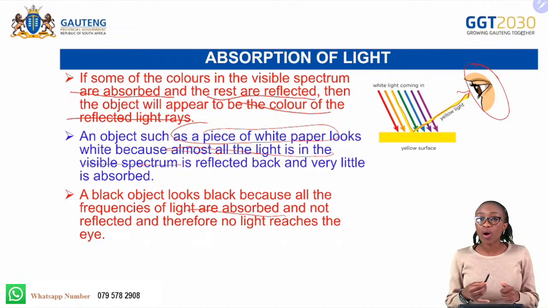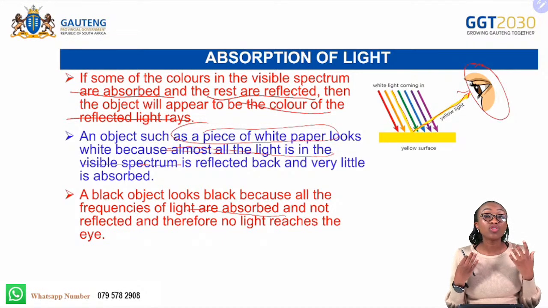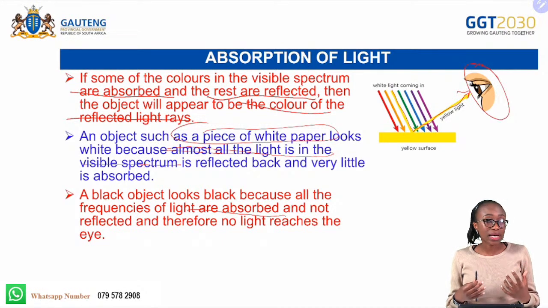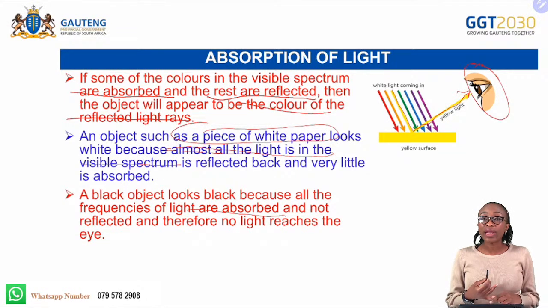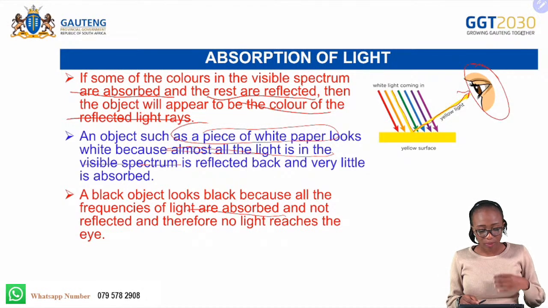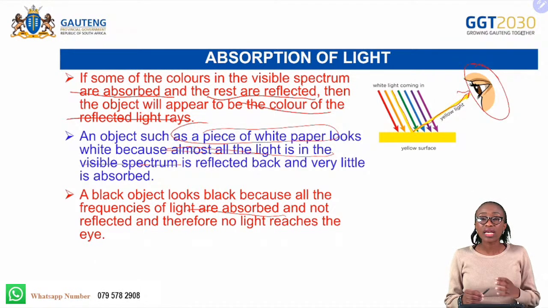So if you see white, all the 7 colors are being reflected, and then your brain interprets the color as white. If you see black, it means none of the colors are being reflected, all of them are being absorbed by the surface. Then no light is being reflected, then your brain interprets it as black.